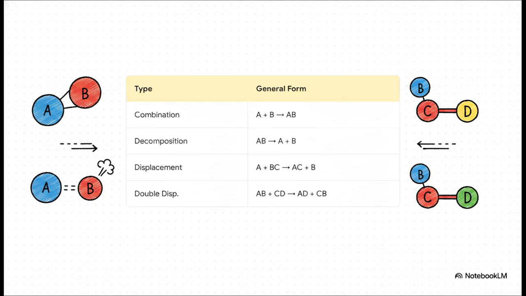Combination is super simple. 2 things join up to make one. A plus B becomes AB. Decomposition, that's the exact opposite. One compound breaks down into 2 or more pieces. Then there's displacement, where a more reactive element essentially bullies a less reactive one right out of its compound. And finally, double displacement, that's just a complete partner swap between 2 compounds. Take a mental screenshot of these formats, they're super important.